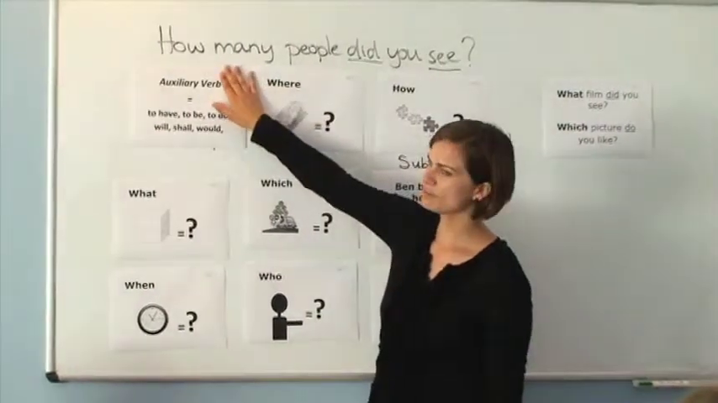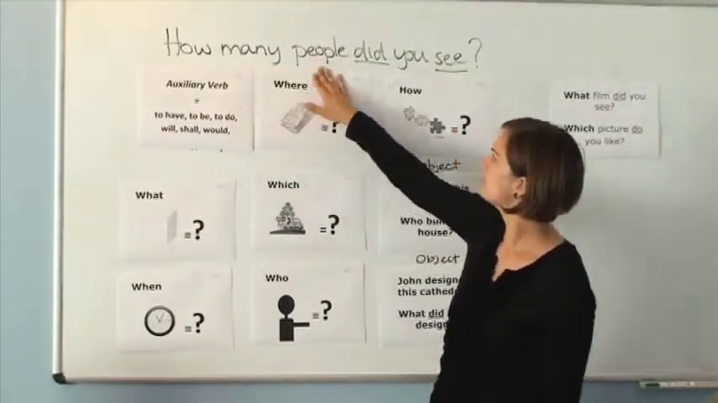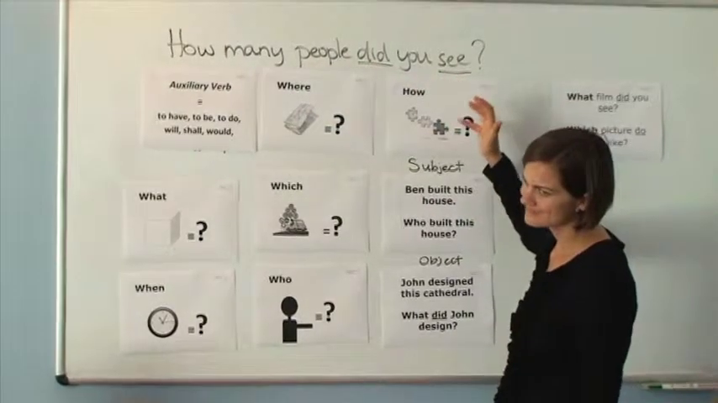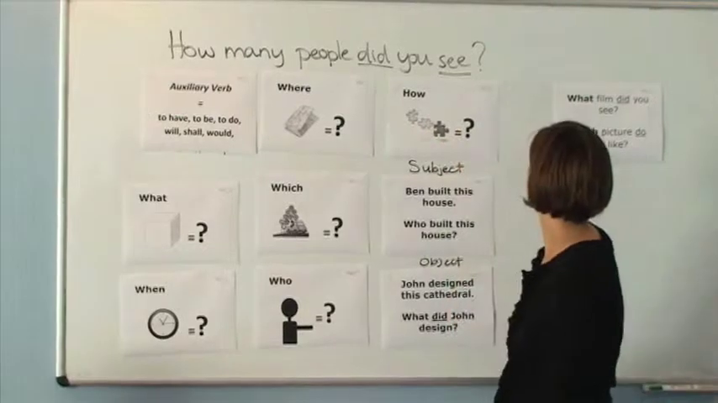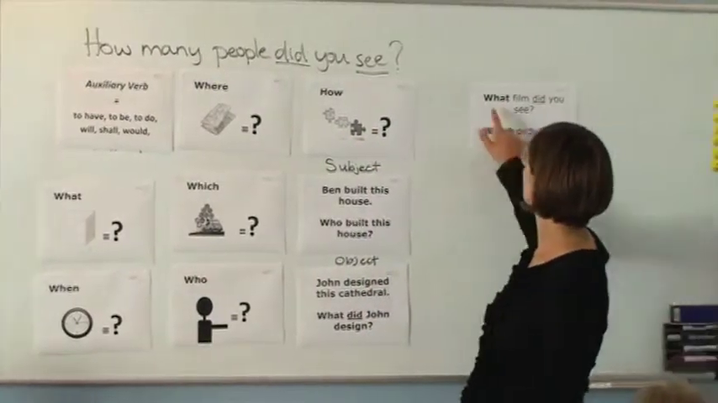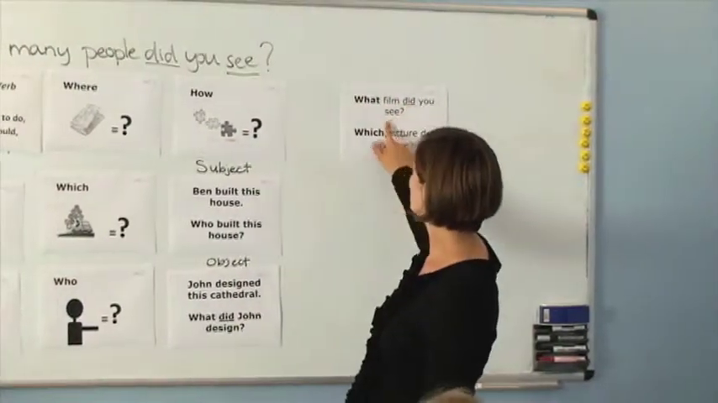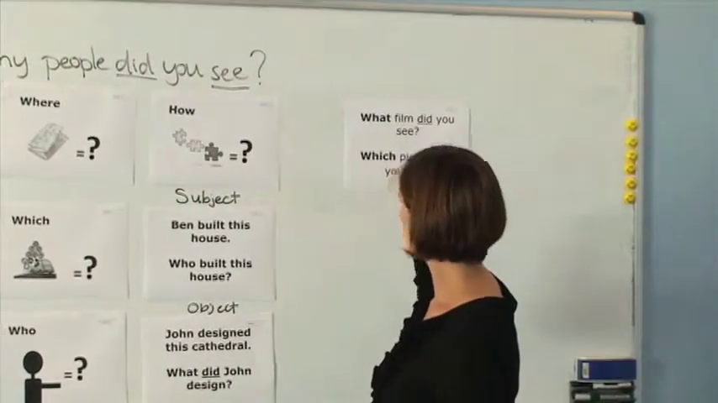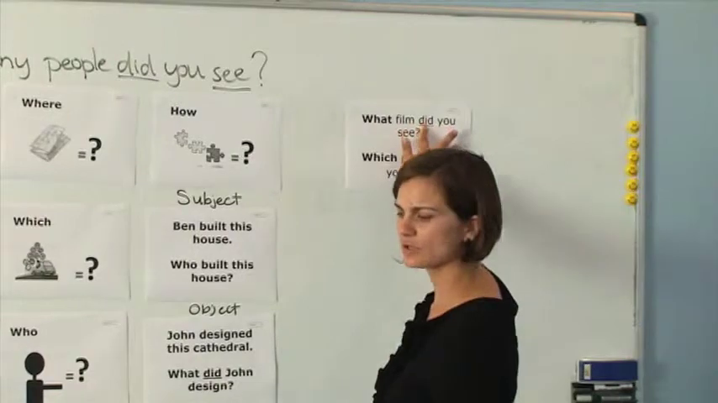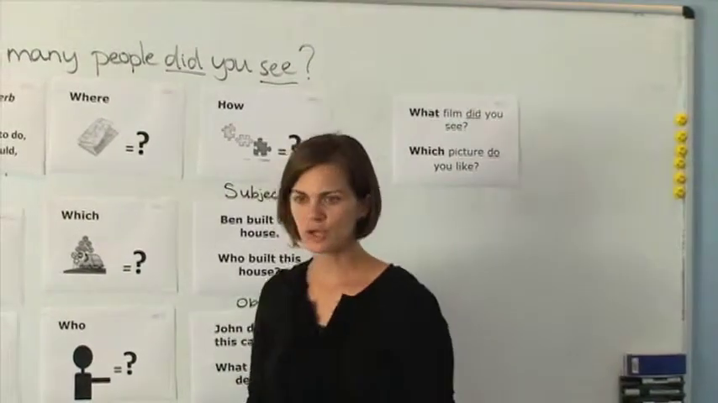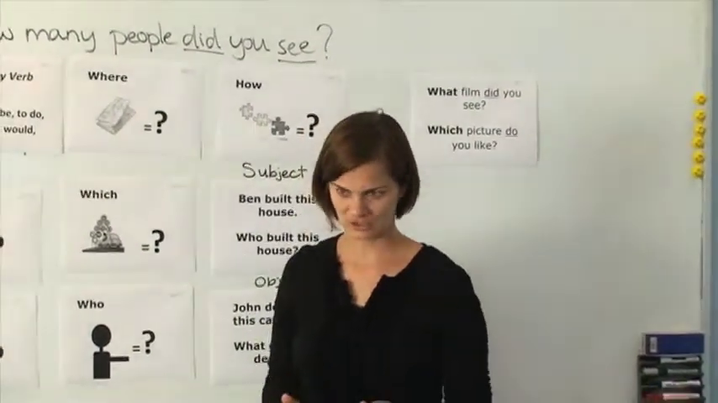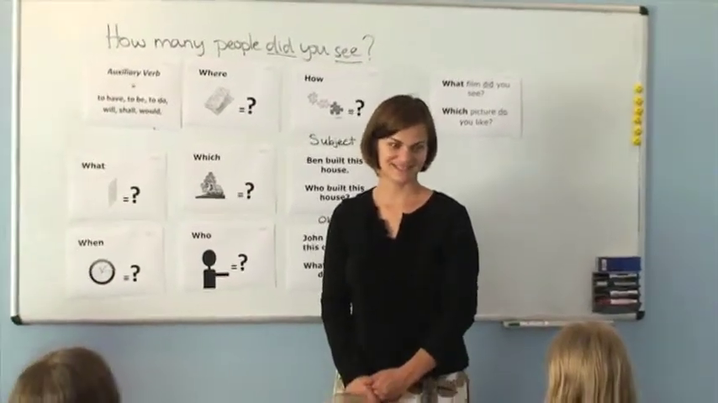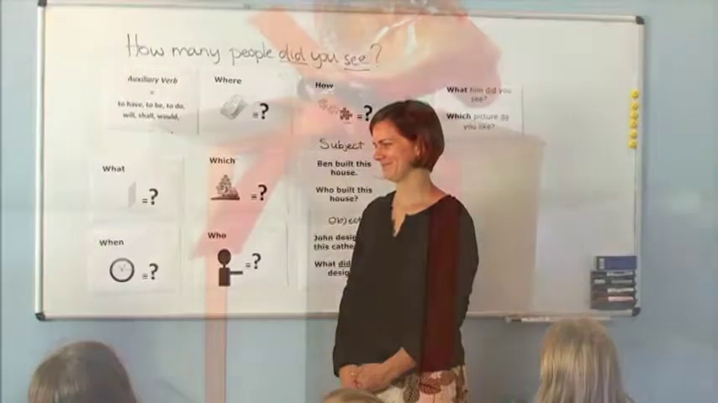So let's read this question up here. How many people did you see? Did see. Very good. Just like right here. What film did you see? Which picture do you like? Okay, we're using our helping verbs, or our auxiliary verbs. So good job. You guys are making good questions. Excellent job. That is all for our lesson today. Okay? Good job.